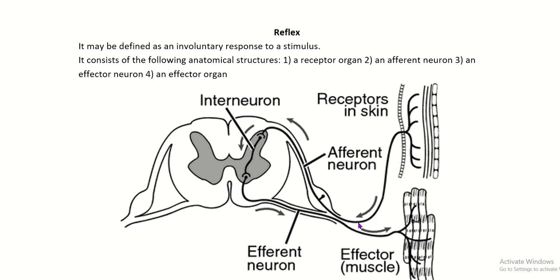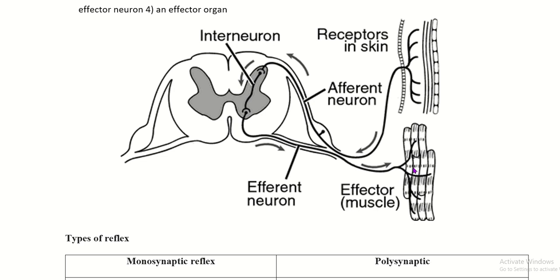Then the afferent neuron, the peripheral and central process of the afferent neuron, we can say sensory neuron, and it may connect to an interneuron or it may directly connect to a motor neuron. So the second part is the efferent neuron, the motor neuron, and the last part is the effector organ: skeletal muscle, smooth muscle, cardiac muscle, or a gland.